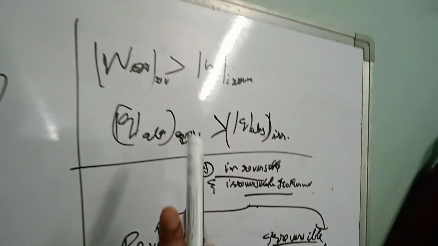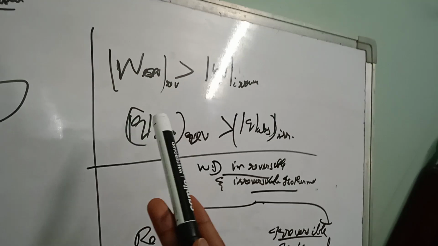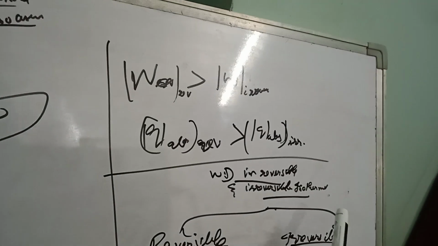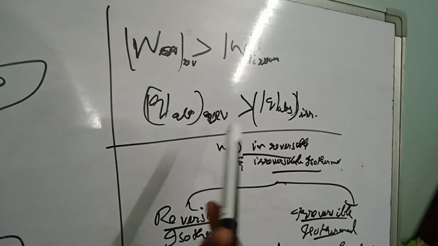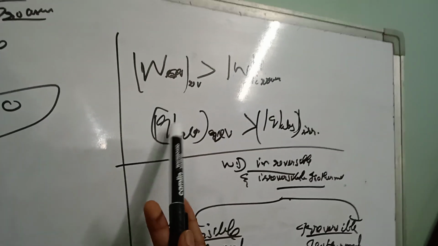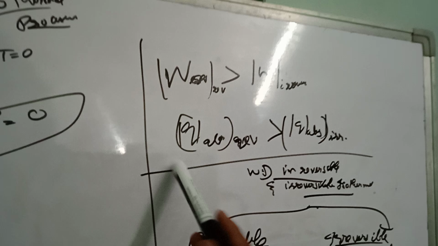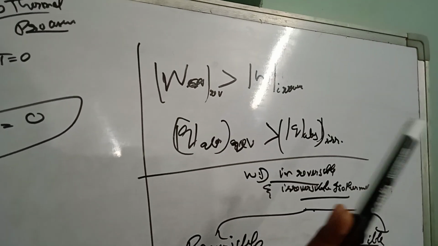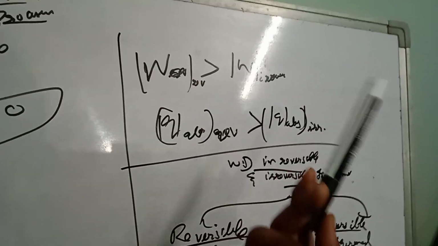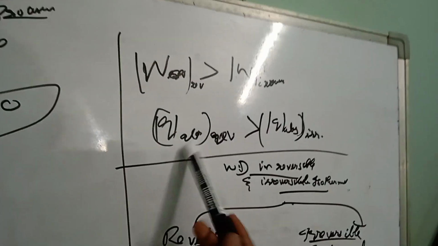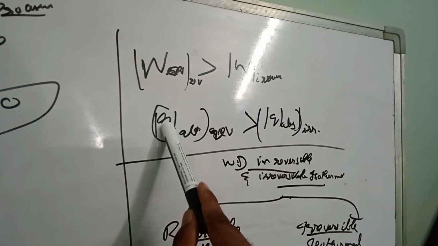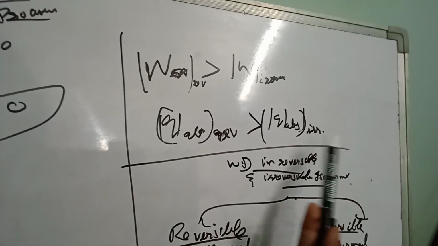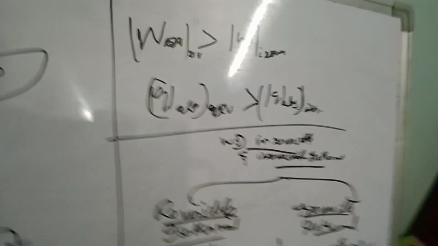Now we will be coming to work done. You need to remember these things. Work done by a reversible process is always greater than work done by an irreversible process. These are general things you should know. And Q absorbed, I was putting mod, but heat can't be negative, so mod is meaningless. Okay, fine. The Q absorbed by a reversible process is more than the Q absorbed by an irreversible process. You need to remember this.